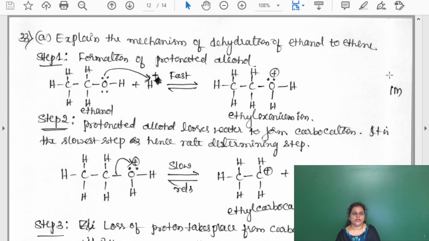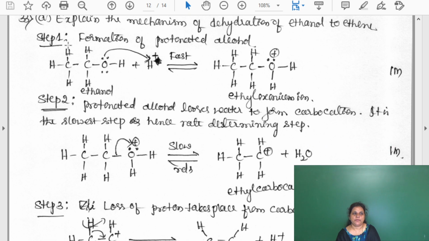Now, move on to question number 33. Explain the mechanism of dehydration of ethanol to ethene. So, first step is formation of protonated alcohol. Protonation takes place and the reaction is fast, and you will get ethyl oxonium ion.